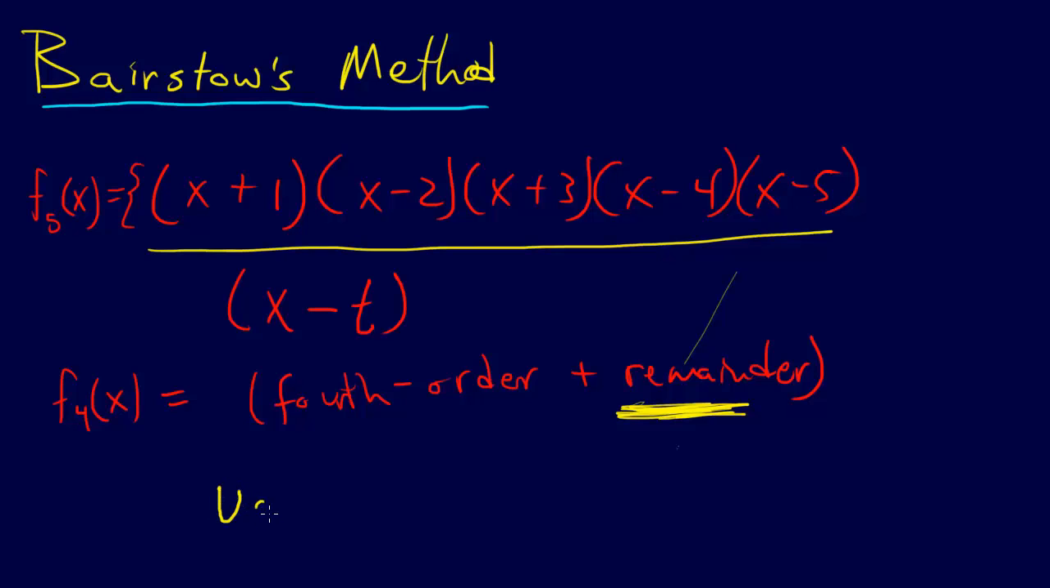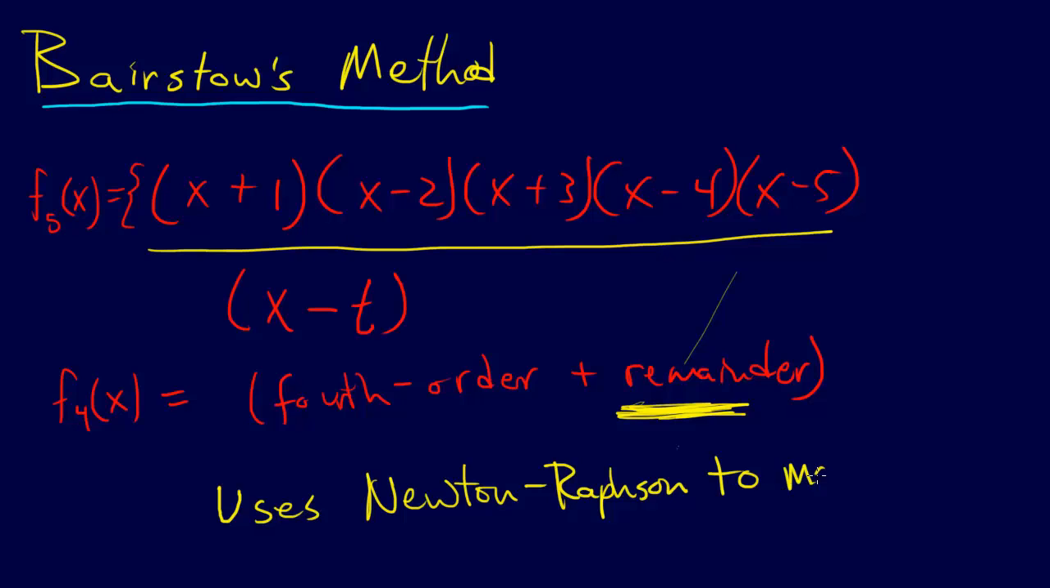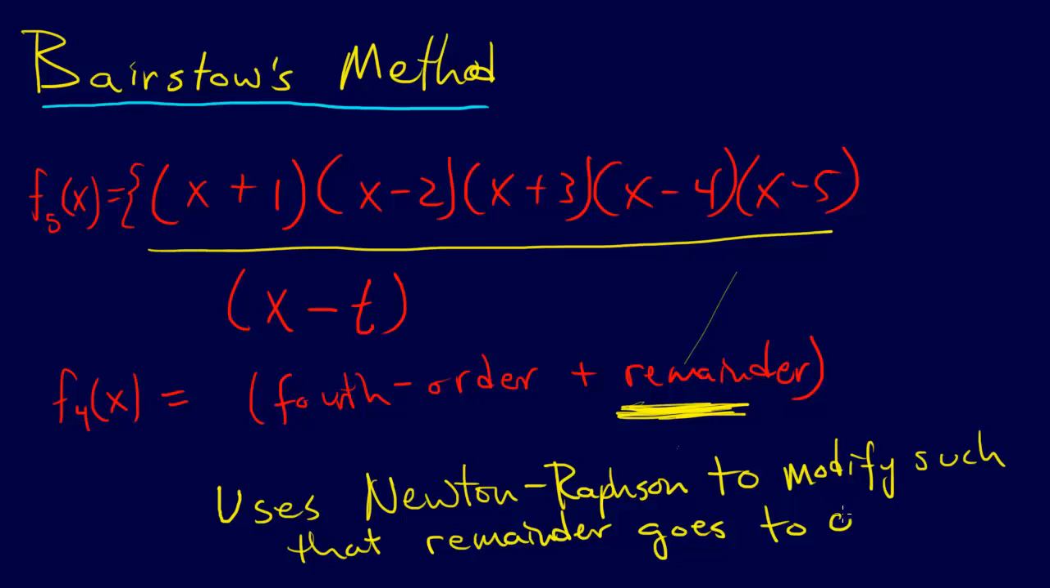I'm just going to write that here. Uses Newton-Raphson to modify such that remainder goes to 0. All right, so that's it. That's Bairstow's method.